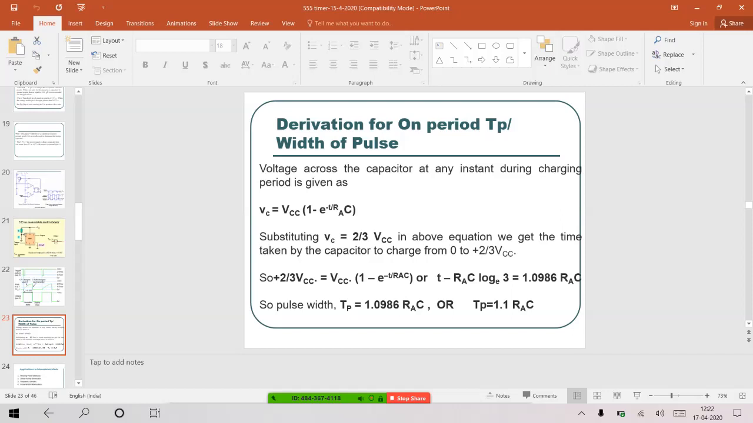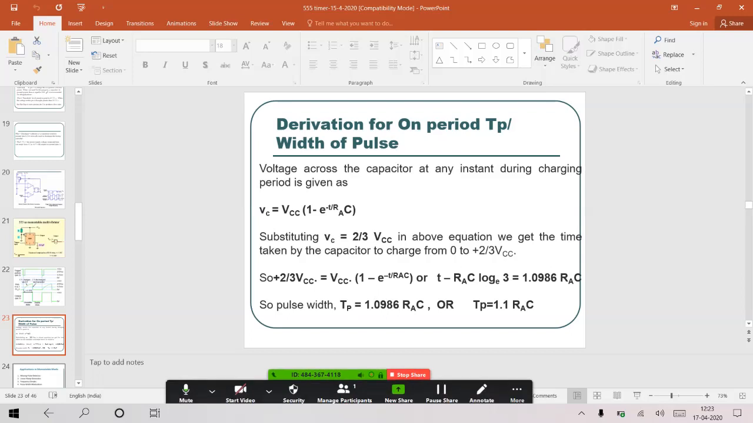So this is how you arrive at the expression. Please remember the expression for the voltage across the capacitor. If you know the maximum value it can reach and substitute, you get the simplified expression for the time period of the pulse generated, which is also the charging period of the capacitor. So this will help you in solving some problems.